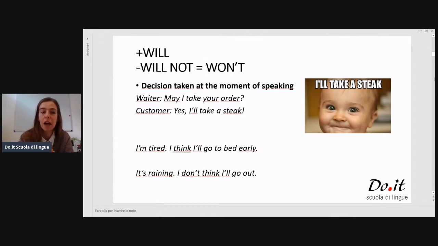Then, I'm tired, I think I'll go to bed early. When we use verbs like think or suppose or guess, we add a little bit of subjective feeling to the sentence, and we use will. I will explain that a little bit better in the next slide. So when we use I think or I don't think something will happen, we use will. It's raining, I don't think I'll go out.